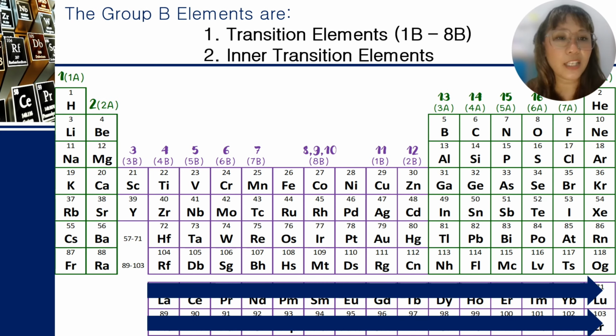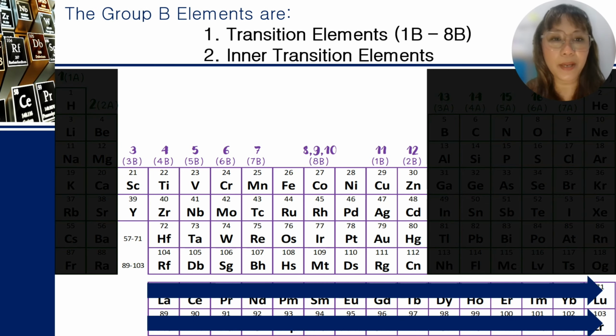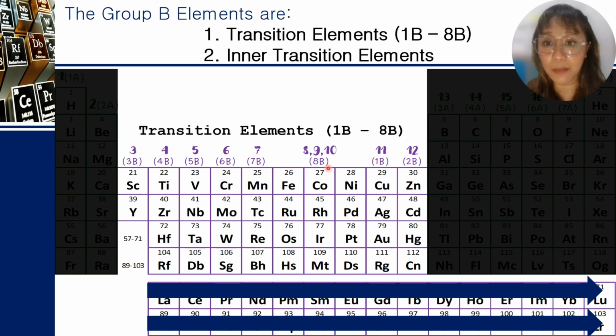Now let's focus on the group B elements. First, the transition elements. From group 11, which becomes 1B. 12, 2B. Group 3 is 3B, 4, 4B, 5, 5B, 6, 6B, 7 is 7B. Then groups 8, 9, and 10 together become 8B.